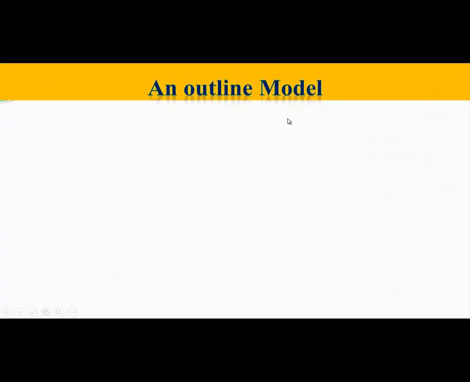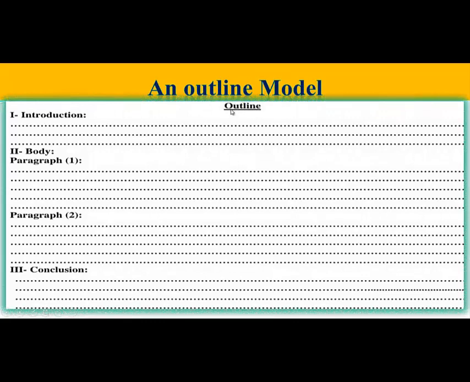An outline model here. Look here. In your exams, you will find an example like this one. It's taken from your final exam. I have number 1, the introduction. Number 2, I have the body. The body is made up of paragraph 1 and paragraph 2. And I have number 3, the conclusion. So I have to write here the introduction. For example, I have to write a hook sentence and the thesis statement.